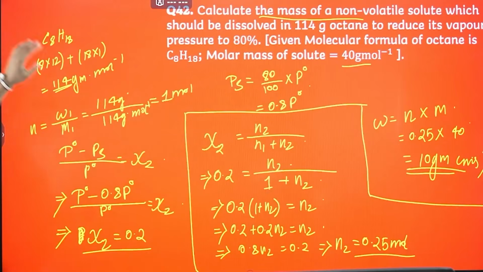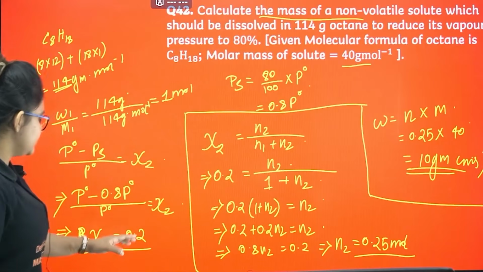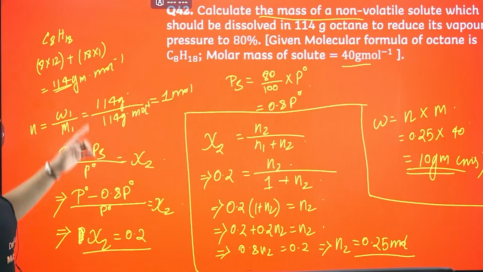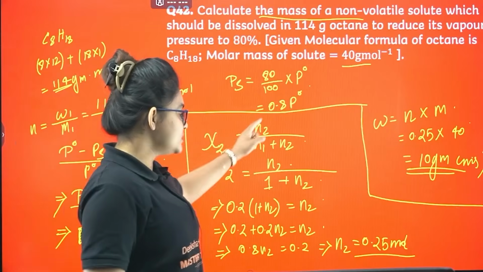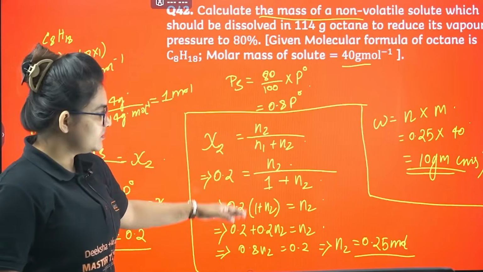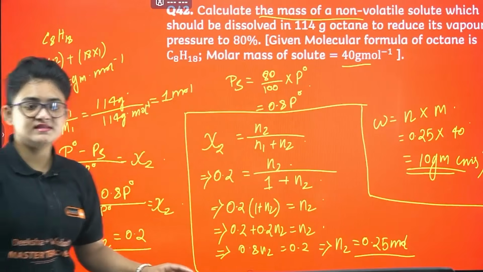First, we calculate the number of moles, that we replaced in the relative lowering of vapor pressure formula. From the relative lowering of vapor pressure, we got the mole fraction of the non-volatile solute. From the mole fraction, we got the number of moles of non-volatile solute, right? From the number of moles, we calculated the mass of the non-volatile solute. I guess this is clear.